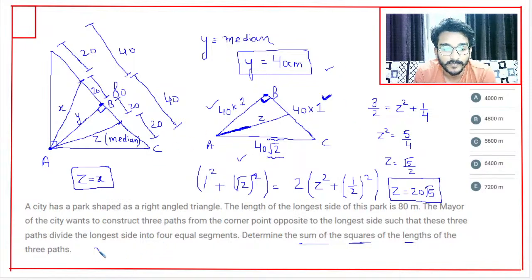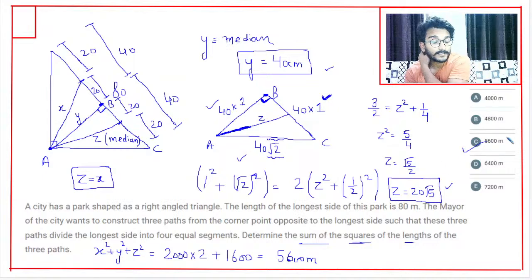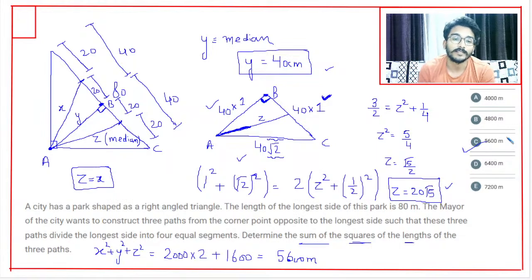So the answer is X square plus Y square plus Z square. X square is like Z square. It is 400 into 5, 2000, 2 times. And Y square is 1600, which gives 5600 meter. So that's the answer for this question. It's a symmetrical figure, so you can say that Z equals X for that. Okay. Is this question clear to you?